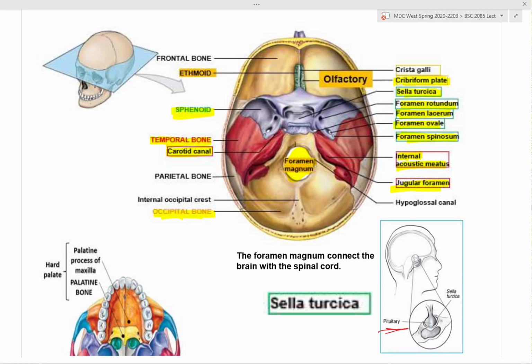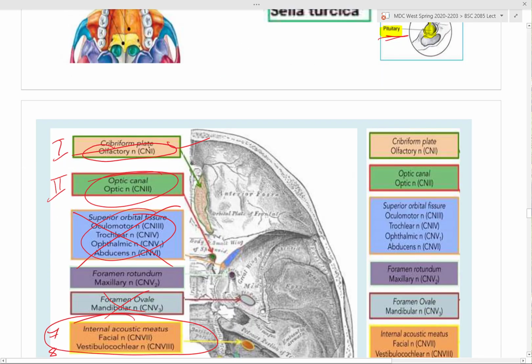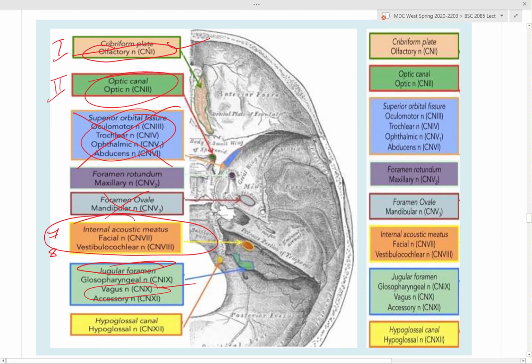So what sits on the sella turcica? Here you go, the sella turcica, and you can see the pituitary gland that sits in there. So that's the tiny gland that I was talking about before. Okay. For this one, we're going to talk about it on cranial nerves, so that is just to scare you guys.